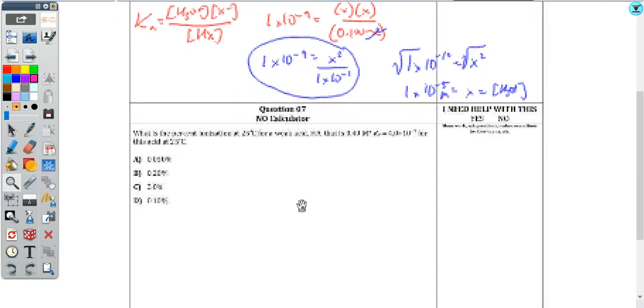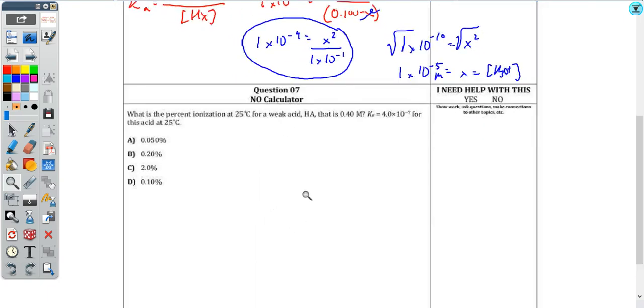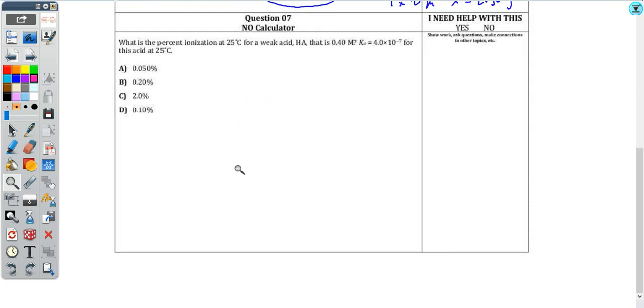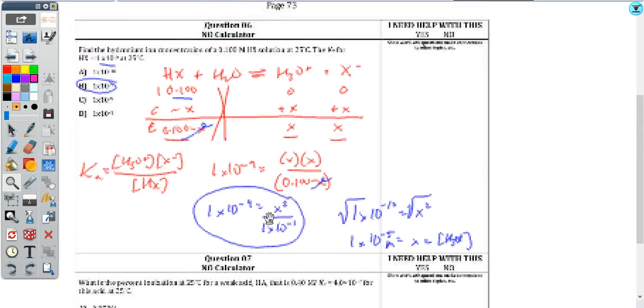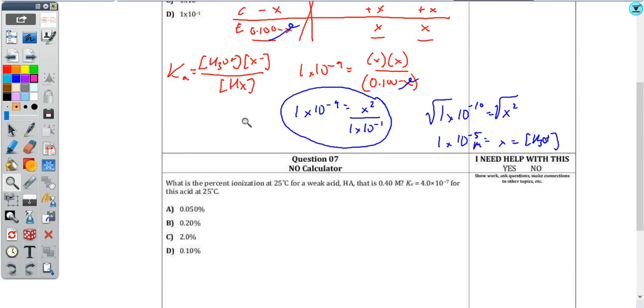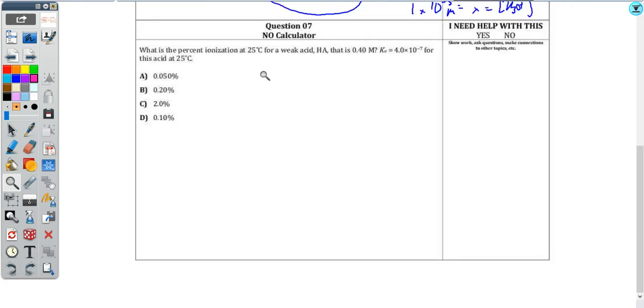In question 7, right, it's a really similar starting point. It's asking us for the percent ionization for a weak acid. It gives us the Ka. And you might be saying to yourself, how is this similar? In the last question, it was asking for hydronium ion concentration. And here, it's asking us for percent ionization.